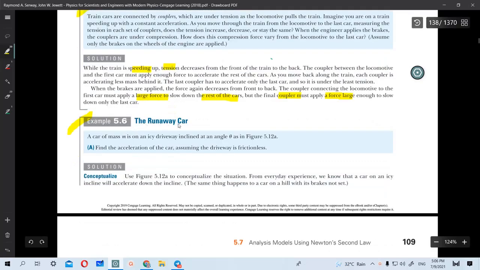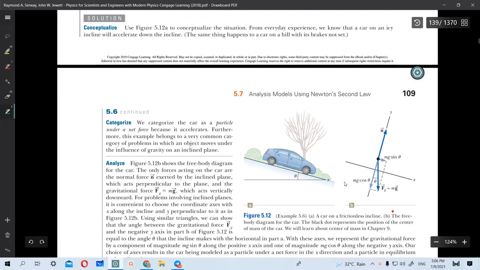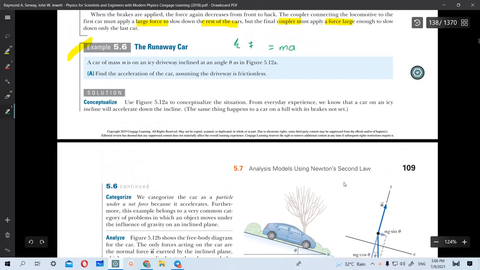Example 5.6, the runaway car. Now in this example, we will note that the resultant force along the motion will come together with an acceleration. So in this example, you are given a car placed on a frictionless surface, without its handbrake pulled up. Without the handbrake, you'll find that the car runs away.